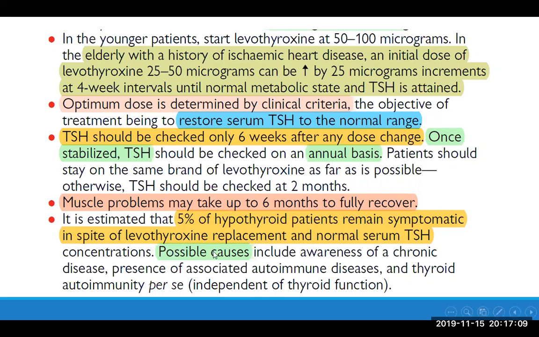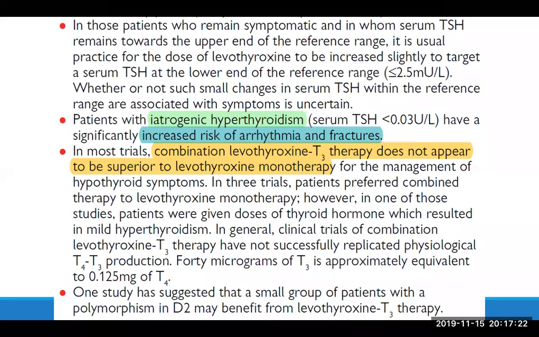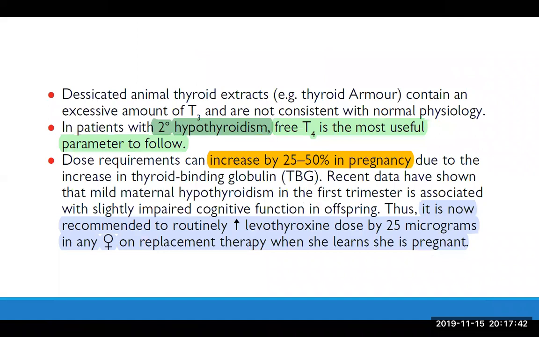And of course, the possible causes include the awareness of chronic disease, maybe another associated autoimmune disease, or thyroid autoimmunity per se may cause a manifestation which is not known till now. In a patient with iatrogenic hyperthyroidism, serum TSH is low or suppressed. Of course, the risk of arrhythmia and osteoporosis will be increased. The combination of levothyroxine with T3 is not recommended because it has no benefits. And of course, in secondary hypothyroidism, we must follow free T4.